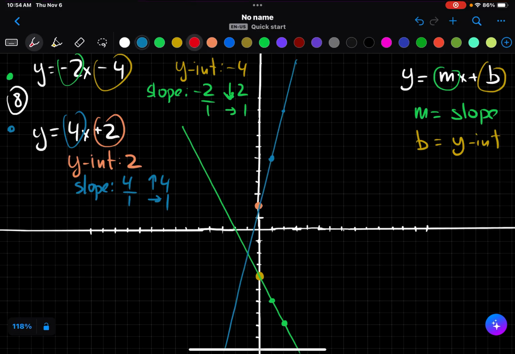And they do intersect right here. And that happens to be where x is 1 and y is -2. So x is 1, y is -2, x always goes first. So that happens to be number 8.